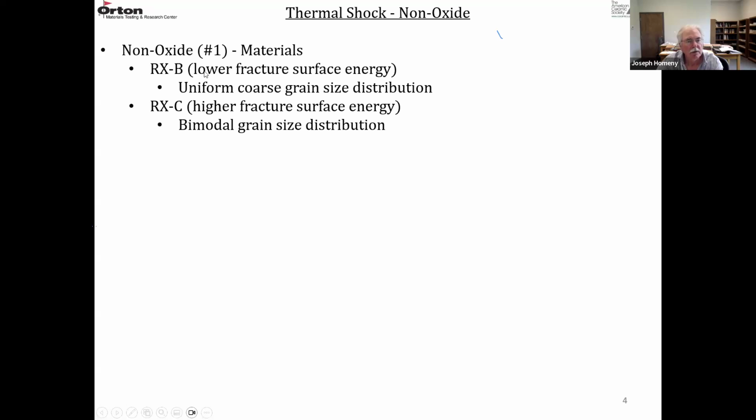So RXB had the lower fracture surface energy. It had a uniform coarse grain size distribution, and RXC had the higher fracture surface energy. It had a bimodal grain size distribution. So the difference in the grain size distributions created a difference in the fracture surface energy.